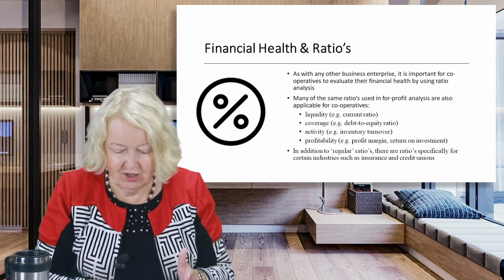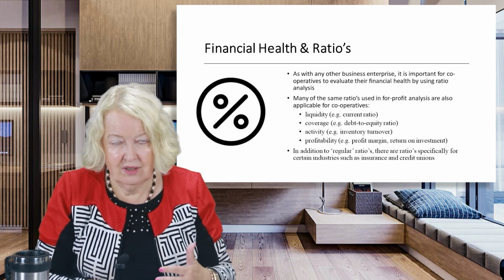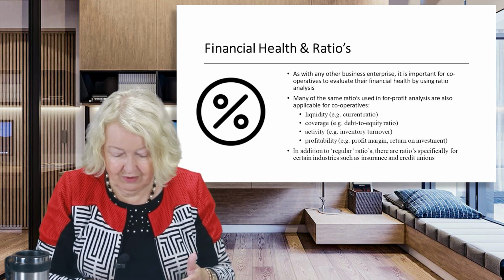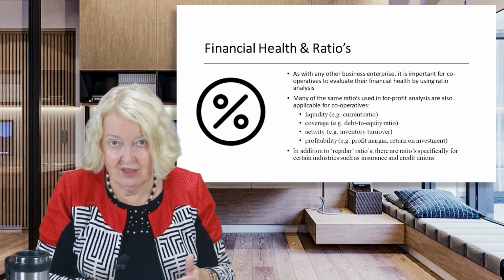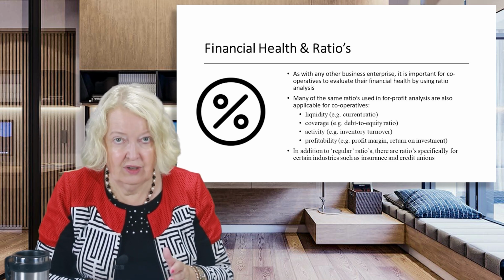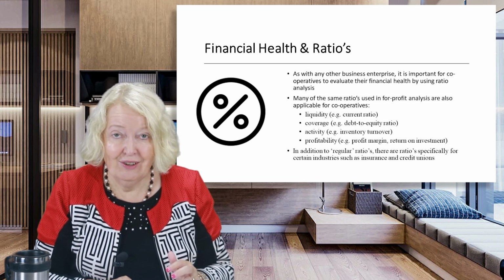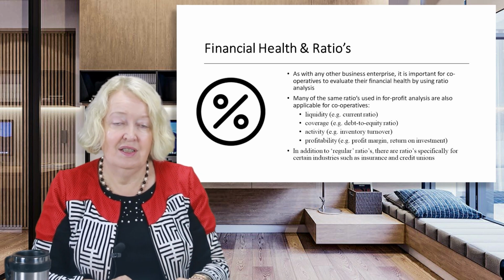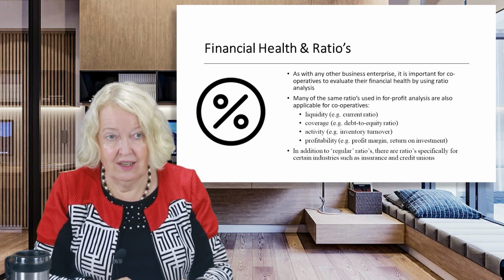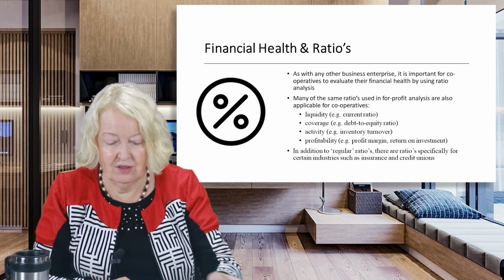So for coverage, debt to equity: how heavily is the company dependent on debt versus equity? The activity turnover, for example, your inventory turnover: how long does it take you to turn that over? And profitability, looking at your profit margin, return on investment, etc. But in addition to these regular ratios that are used by all business enterprises, certain industries will have industry-specific ratios, such as the insurance and credit union sectors. So basically, the financial institutions.